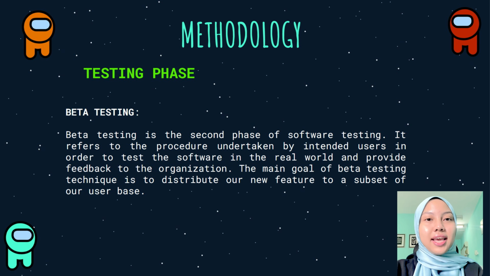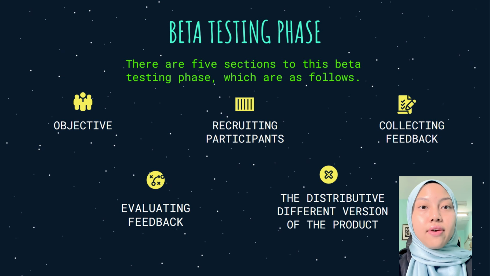Furthermore, we chose beta testing as the best technique for upgrading and improving the system we develop to increase efficiency. The main goal of the beta testing technique is to distribute our new feature to a subset of our user base. It refers to the procedure undertaken by intended users in order to test the software in the real world and provide feedback to the organization on their experiences and opinions. There are 5 sections to this beta testing, which are as follows.